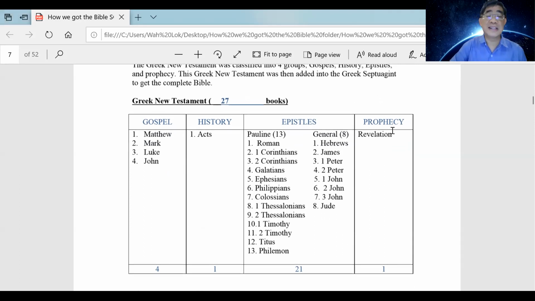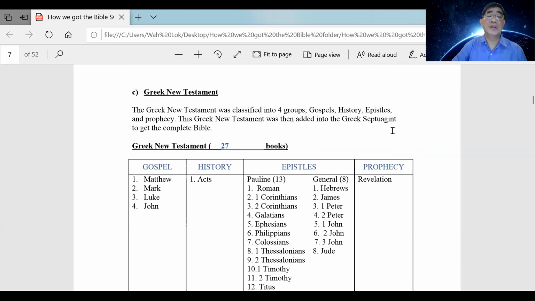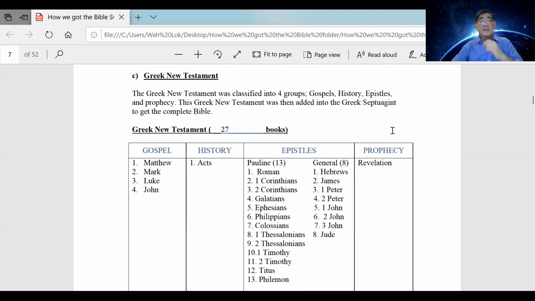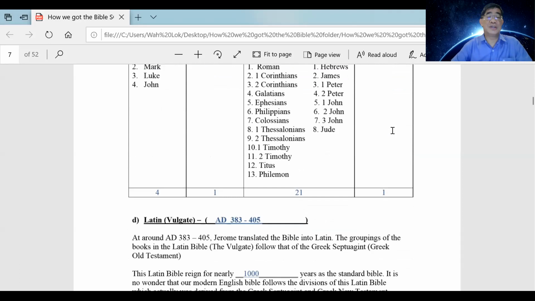Okay, so the New Testament, 27 books, has not changed. The structure from the New Testament time until now has always been like that, separated into these 4 sections.